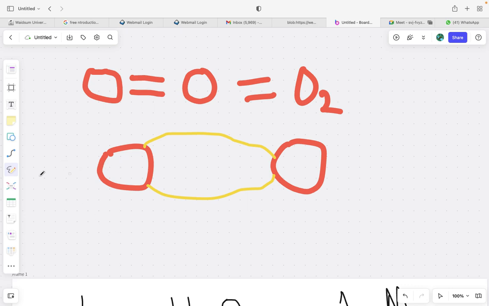This is oxygen, and this is oxygen. So this is equal to one molecule because it's two atoms of oxygen bonded together. Are you with me? This equals one molecule. There's two atoms of oxygen, right? Two atoms of oxygen.